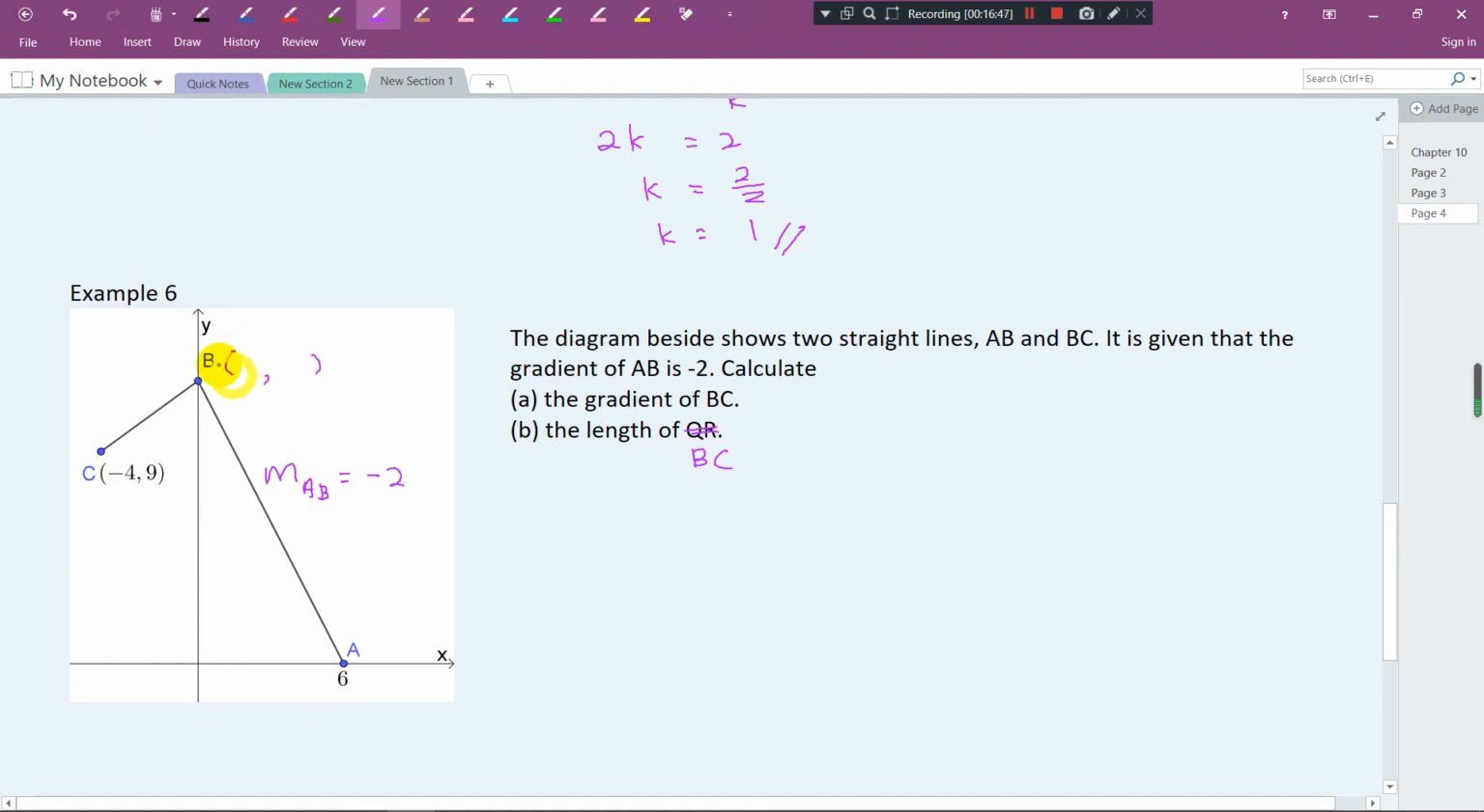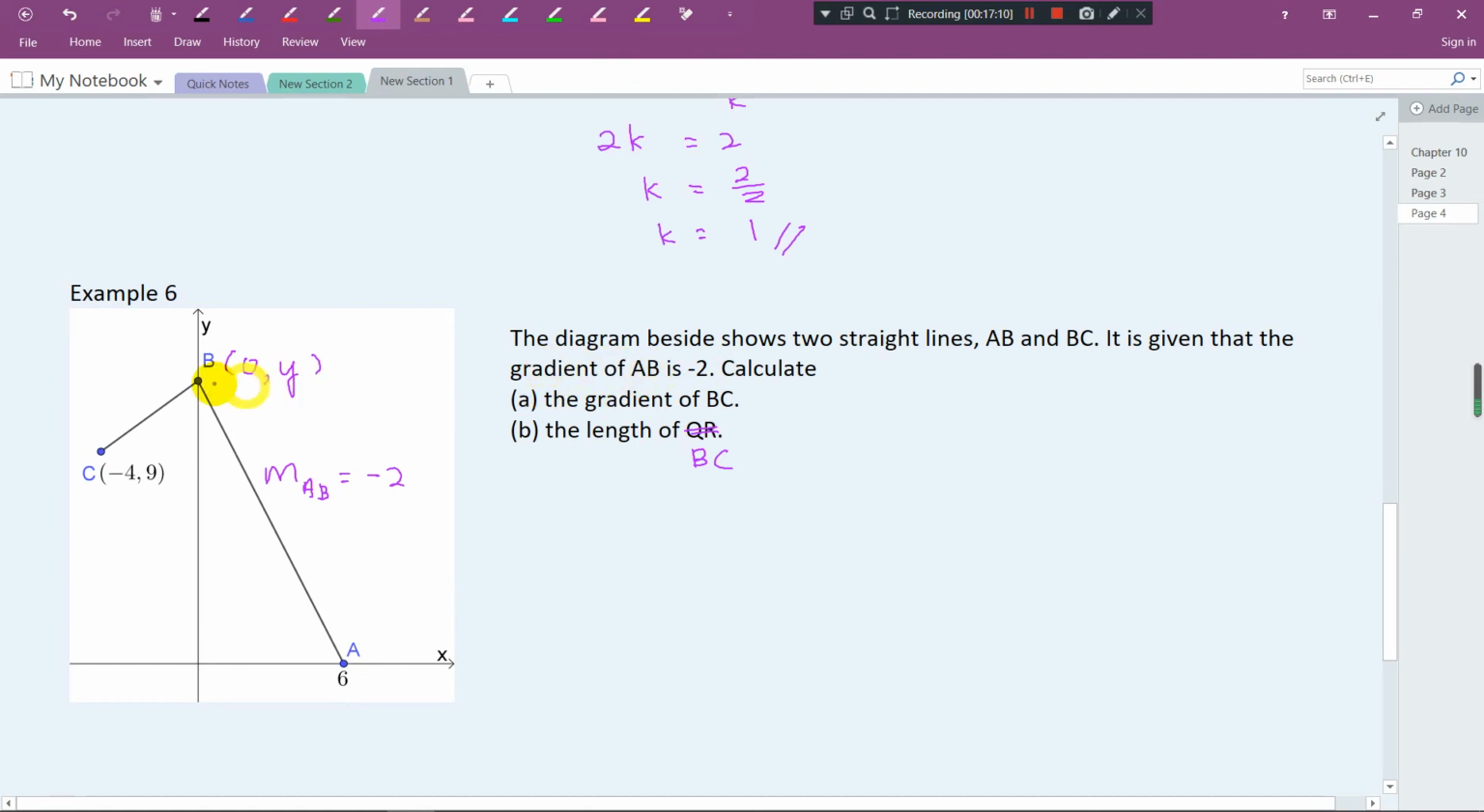Remember what I told you just now? On y-axis, x equals 0. And now we don't know the y coordinate here. So we just simply use a variable to represent it. Okay, I just use y. Now what we need to do is find out the y.